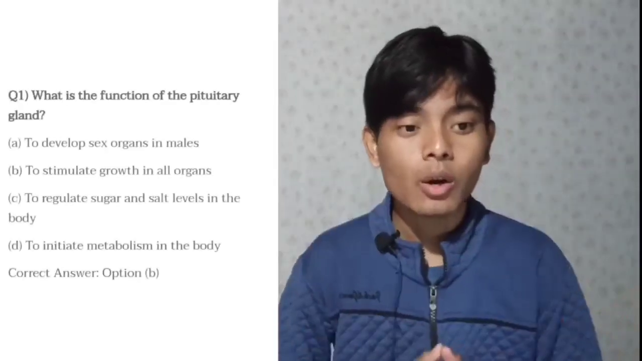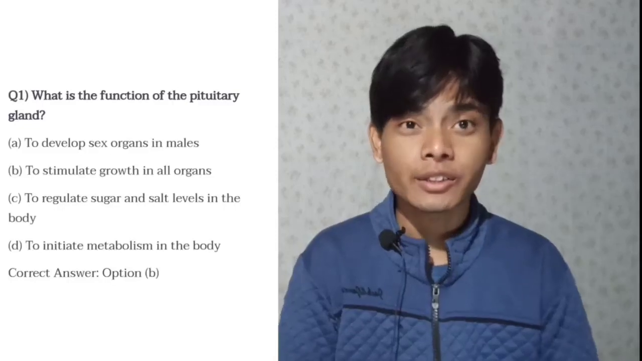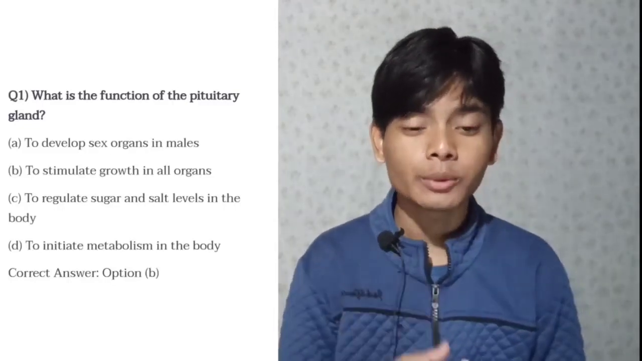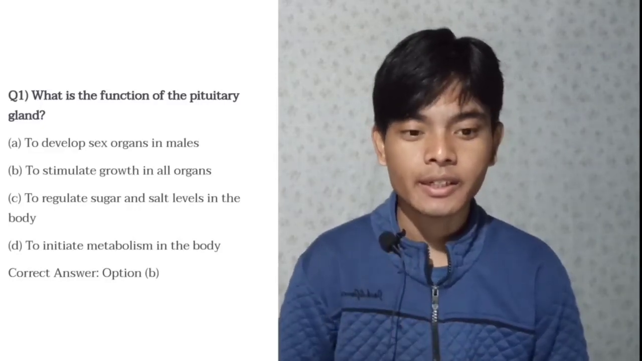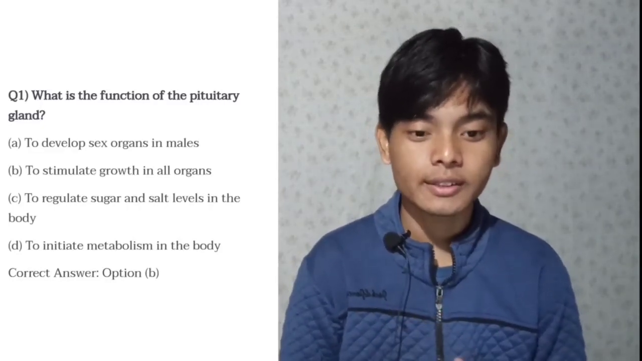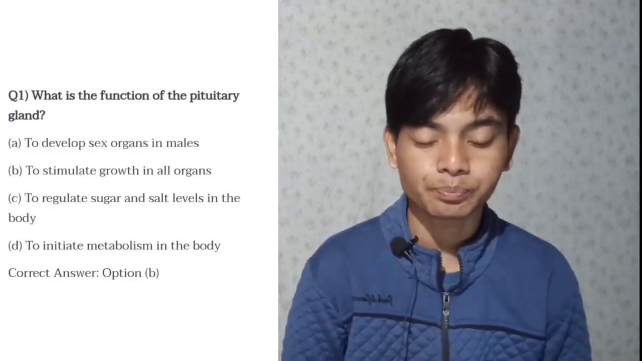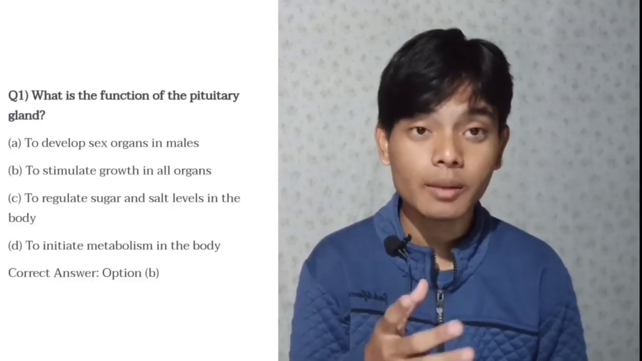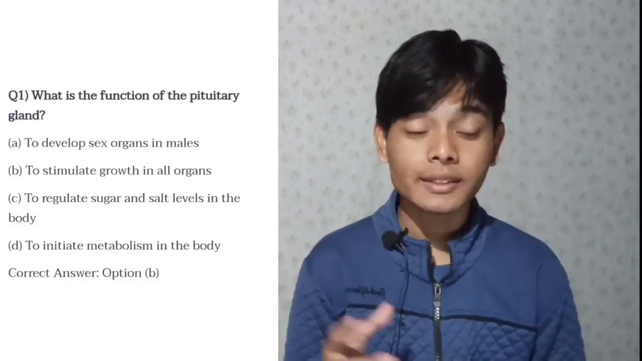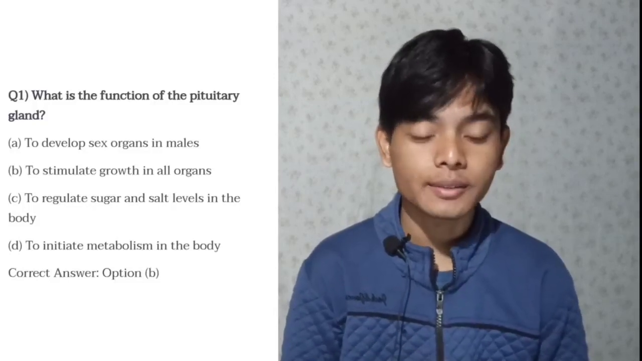Question number 1. What is the function of the pituitary gland? Option A is to develop sex organs in males. B is to stimulate growth in all organs. C is to regulate sugar and salt levels in the body. And D is to initiate metabolism in the body. The correct answer is option B, to stimulate growth in all organs.